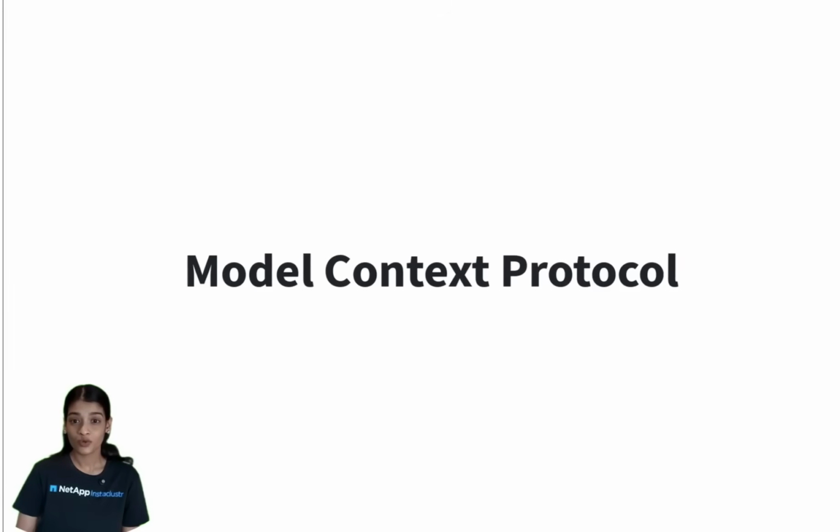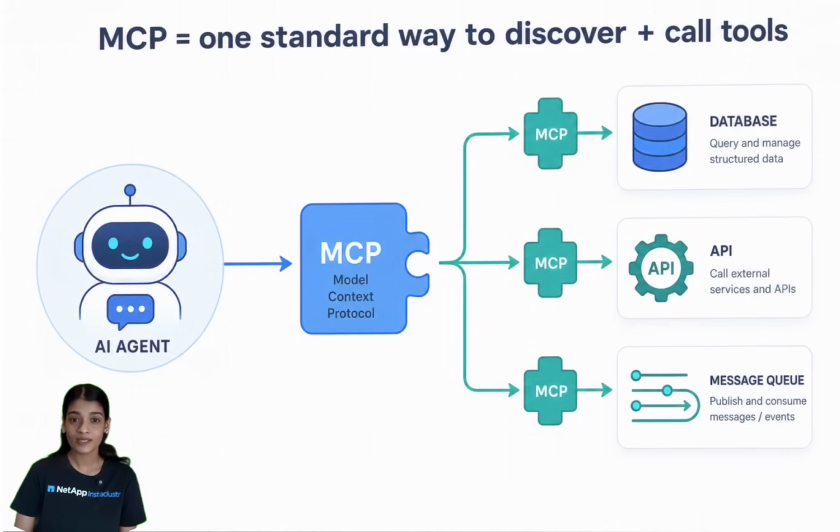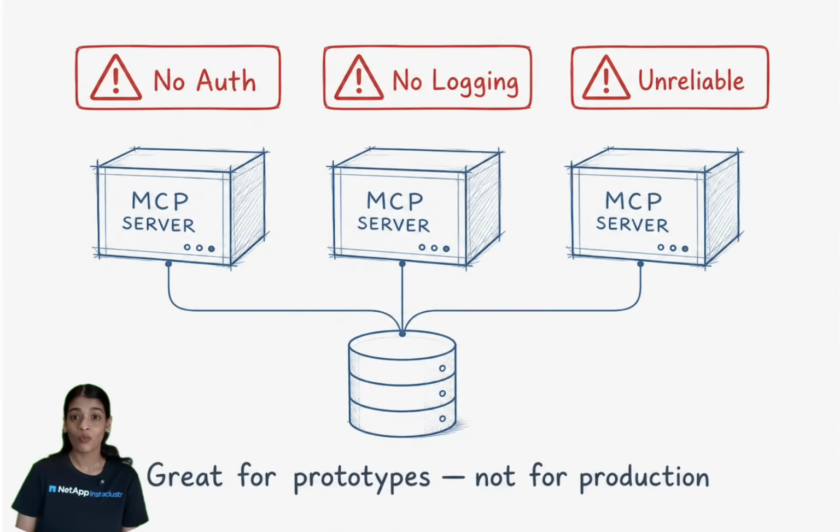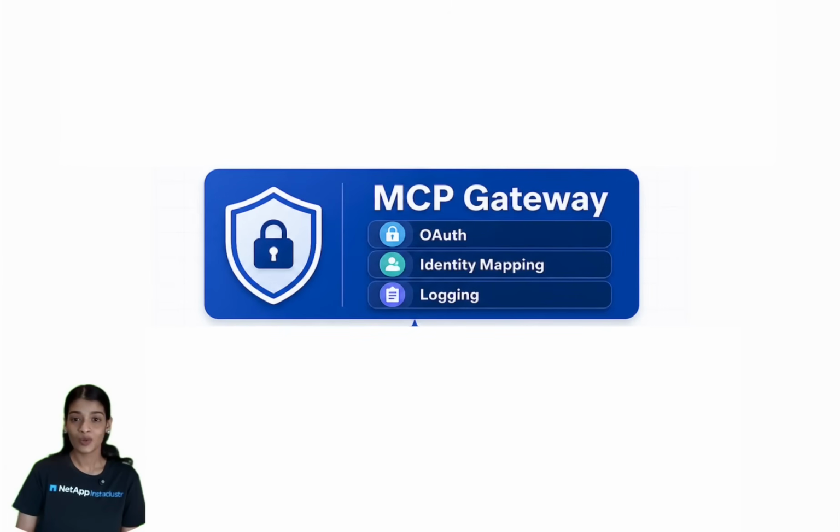The Model Context Protocol, MCP, is an open standard that gives an agent one consistent way to discover and call your tools. But most early MCP servers were prototypes missing the security, reliability, and logging protection needs. The MCP Gateway closes that gap.